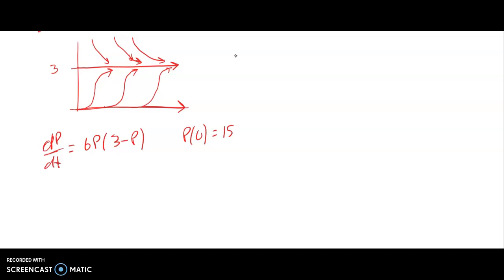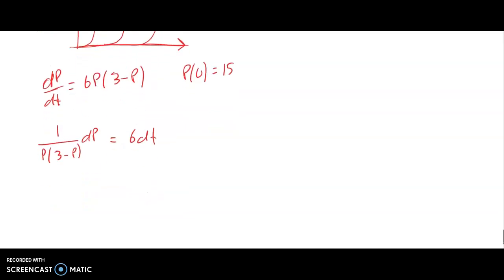So the first thing I'm going to do is separate my variables. I'm going to get 1 over p open parentheses 3 minus p, with a dP. So I moved these two over. I'm going to leave the 6 there and multiply by the dt, so I get 6 dt. From there, I need to use cover up. So something over p plus something else over 3 minus p, with a dP, is equal to 6 dt. The right side does not change.